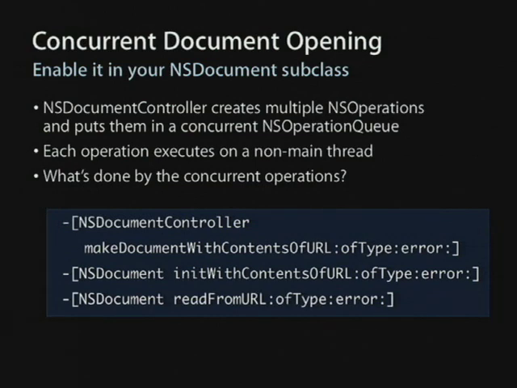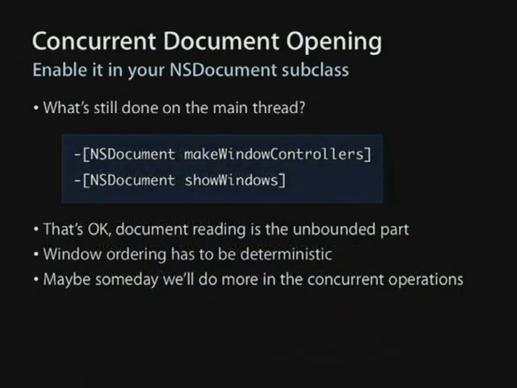And what ends up being done by the concurrent operations that we're talking about? Well, it starts off with NSDocumentController sending itself makeDocumentWithContentsOfURL:ofType:error:. And that allocates an NSDocument instance and sends it initWithContentsOfURL:ofType:error:. And typically that boils down to an invocation of readFromURL:ofType:error:. So the document is allocated and initialized, which implies reading, in a concurrent NSOperation.